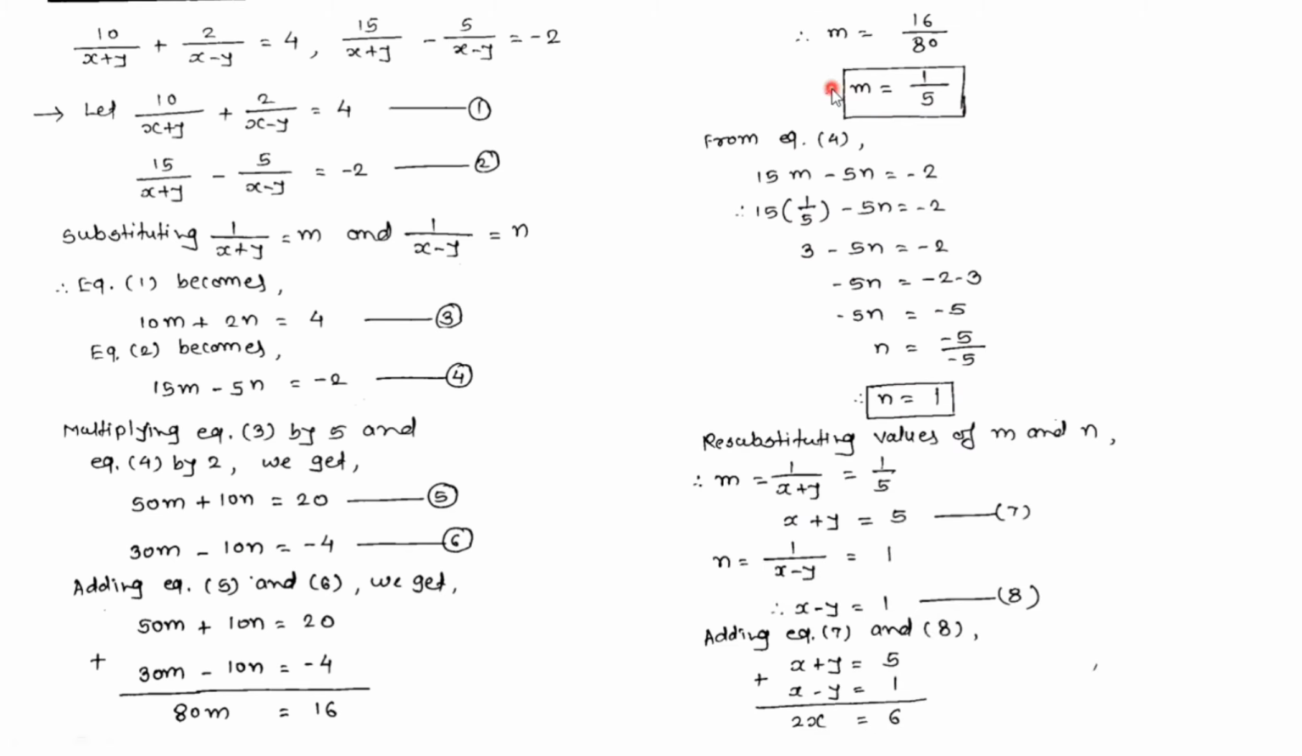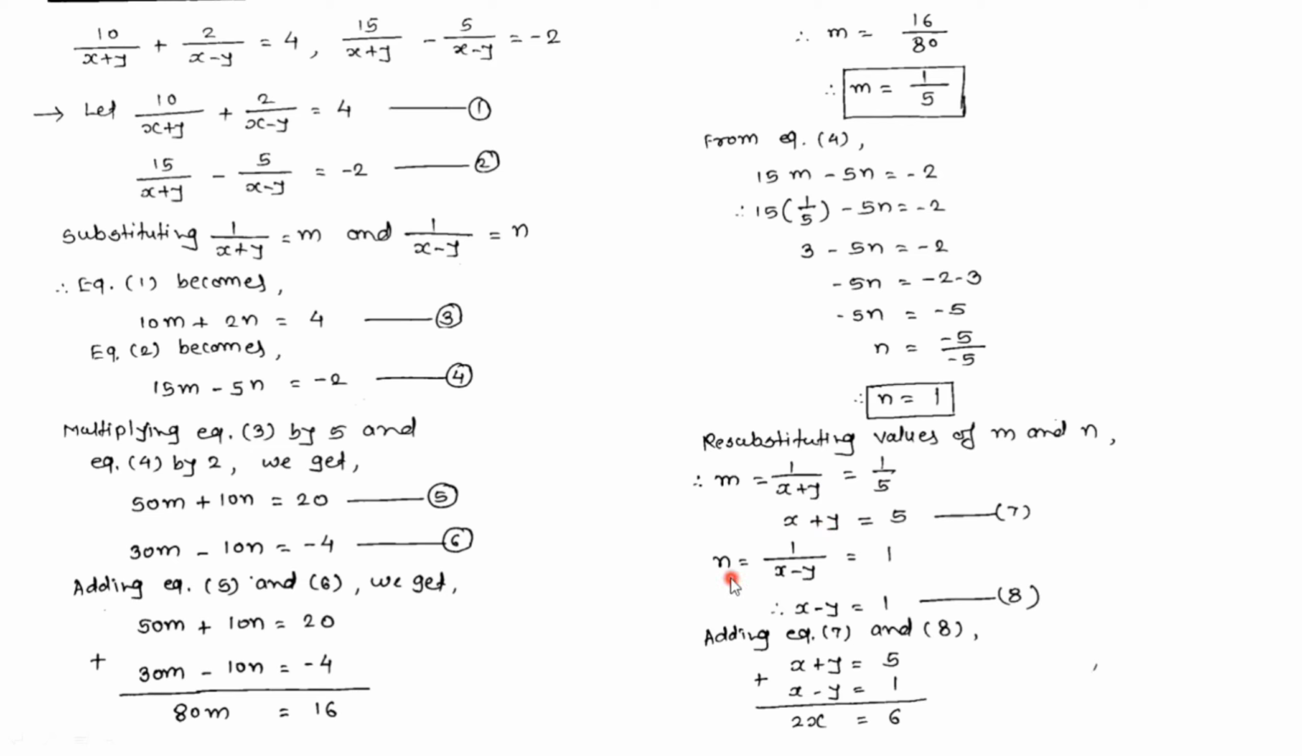But these are the two values of m and n, and the given equations are in the variables x and y. That's why we have to find the values of x and y. So we have to resubstitute the values of m and n. That is, m is equal to 1 divided by x plus y, and here we have found the value of m to be 1 by 5. So we'll replace here 1 divided by x plus y is equal to 1 by 5. So if we take reciprocals of both of these two sides, we get x plus y is equal to 5.